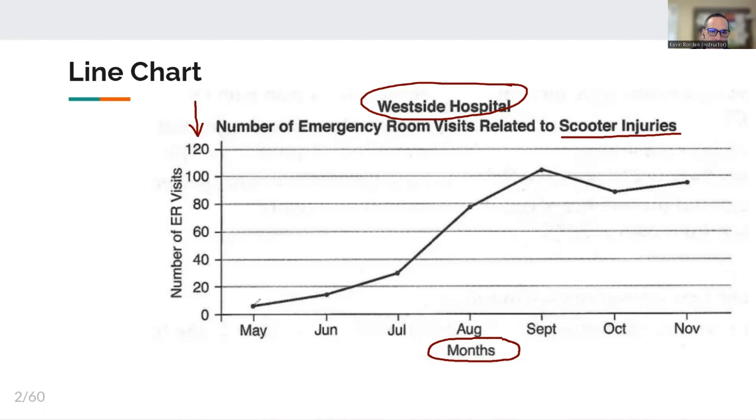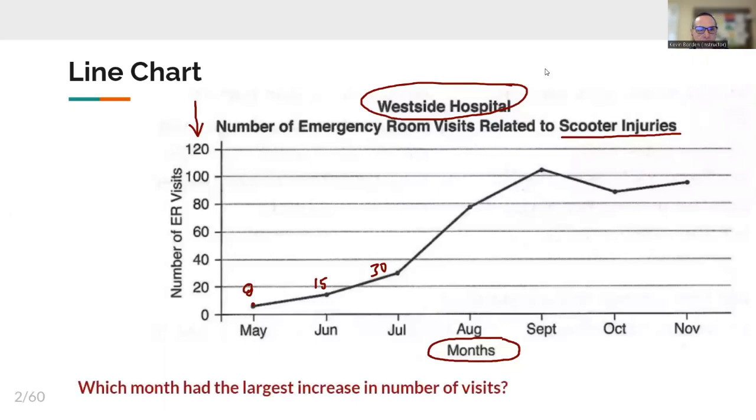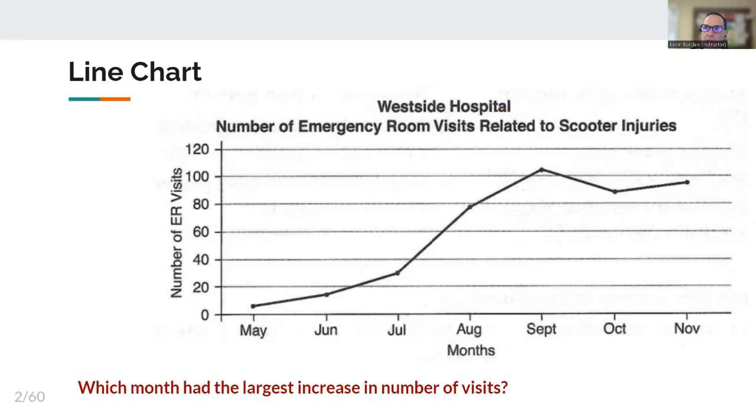So each one of these dots tells us about how many ER visits there were. We might say that this looks like it was maybe 8. And this looks like, I don't know, 15, 30, etc. We could estimate each one of these. But we have to pay attention to what question's being asked. In this case, the question is, which month had the largest increase in number of visits? Now, that is a little bit of a tricky question to answer. And typically, when somebody sees a chart like this for the first time, they give the wrong answer.